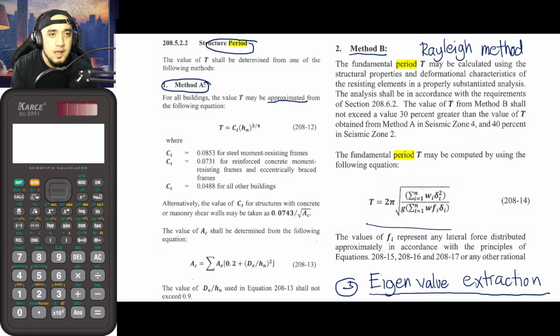As you can see here, guys, for method A, method A is basically equal to CT, whereas CT is equal to these values here.